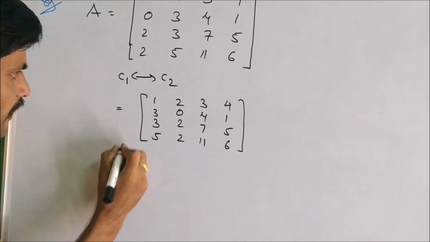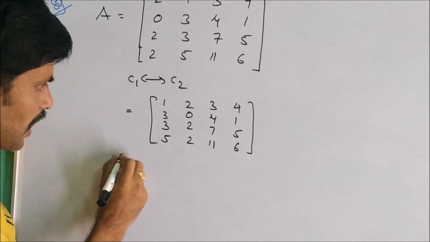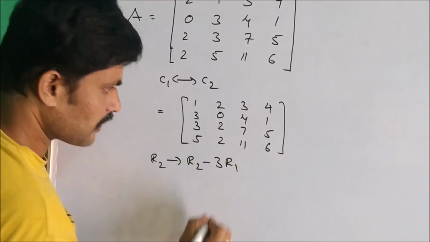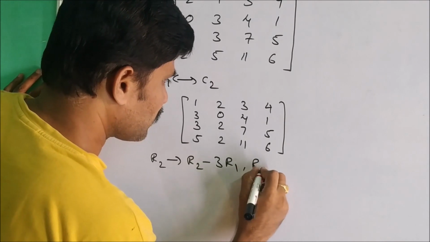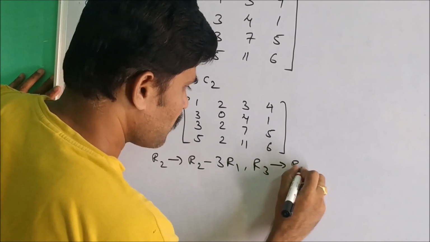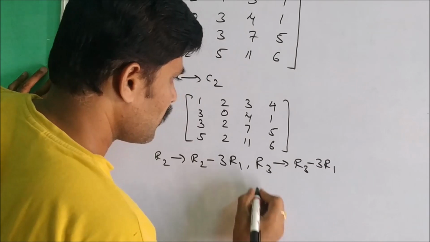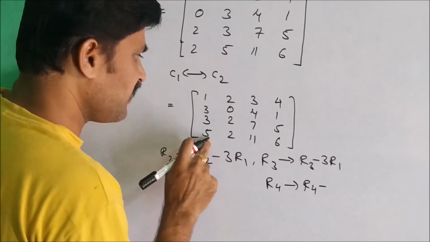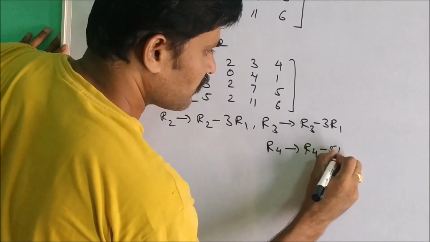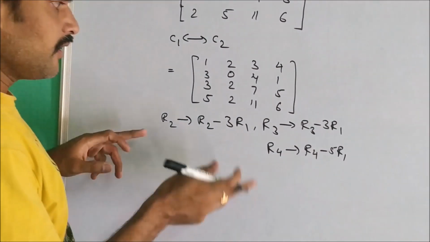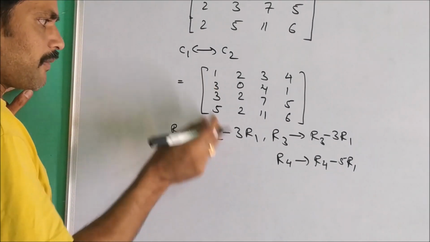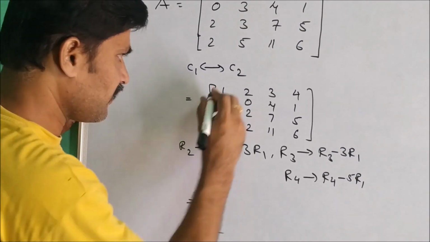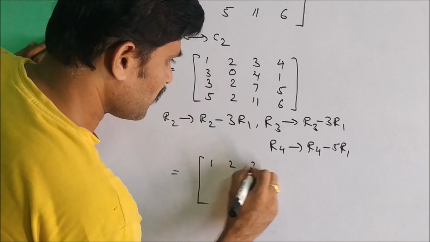Now we can apply the row transformations. R2 changes to R2 minus 3R1. Similarly R3 changes to R3 minus 3R1, and R4 changes to R4 minus 5R1, since this is 5. So these are three row transformations. Now we apply them. Then the matrix is: first row does not change.